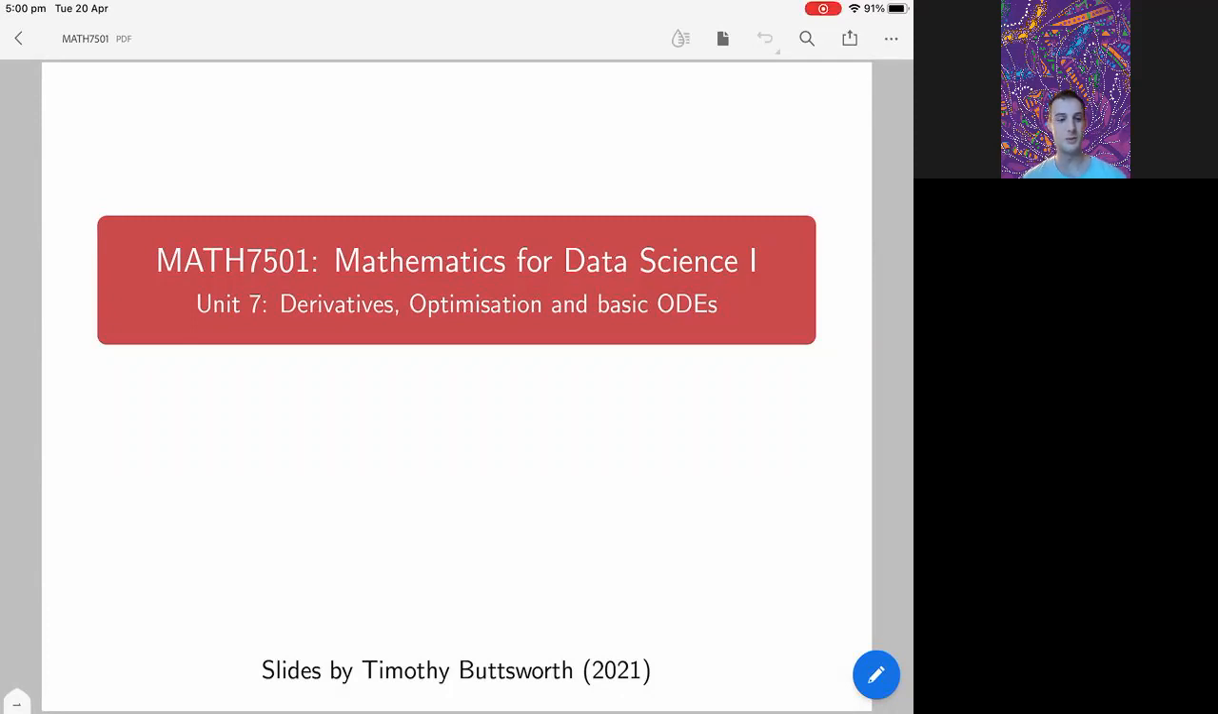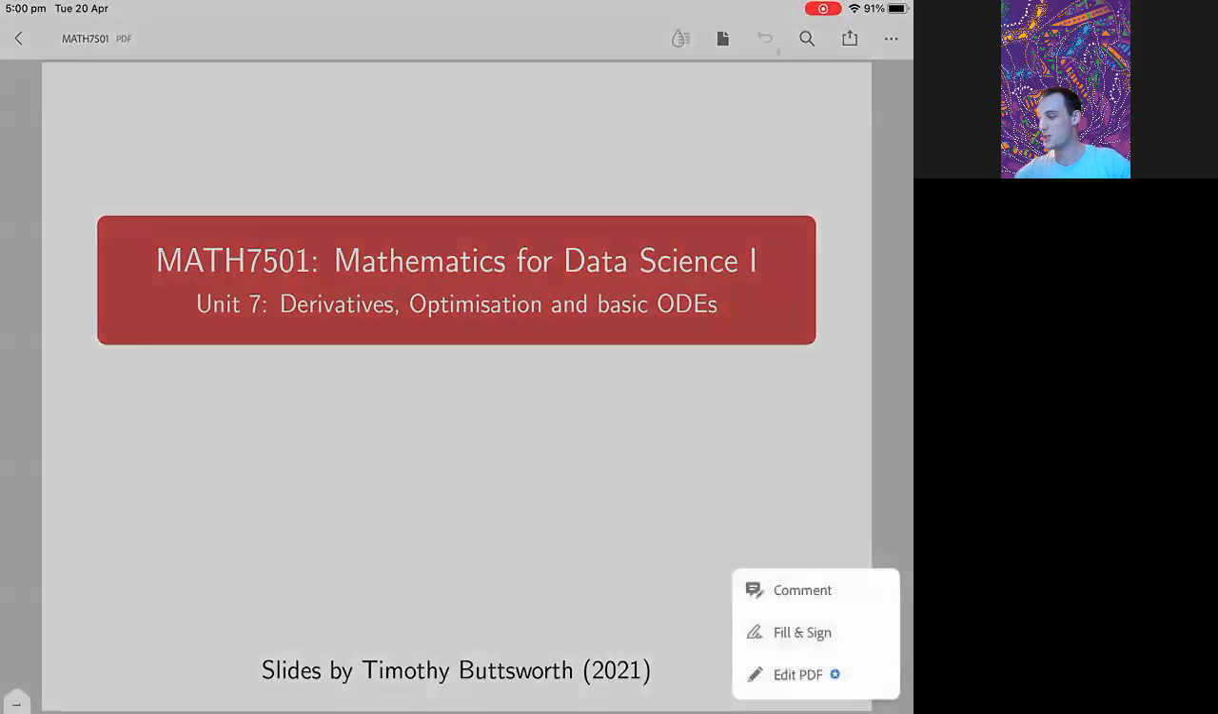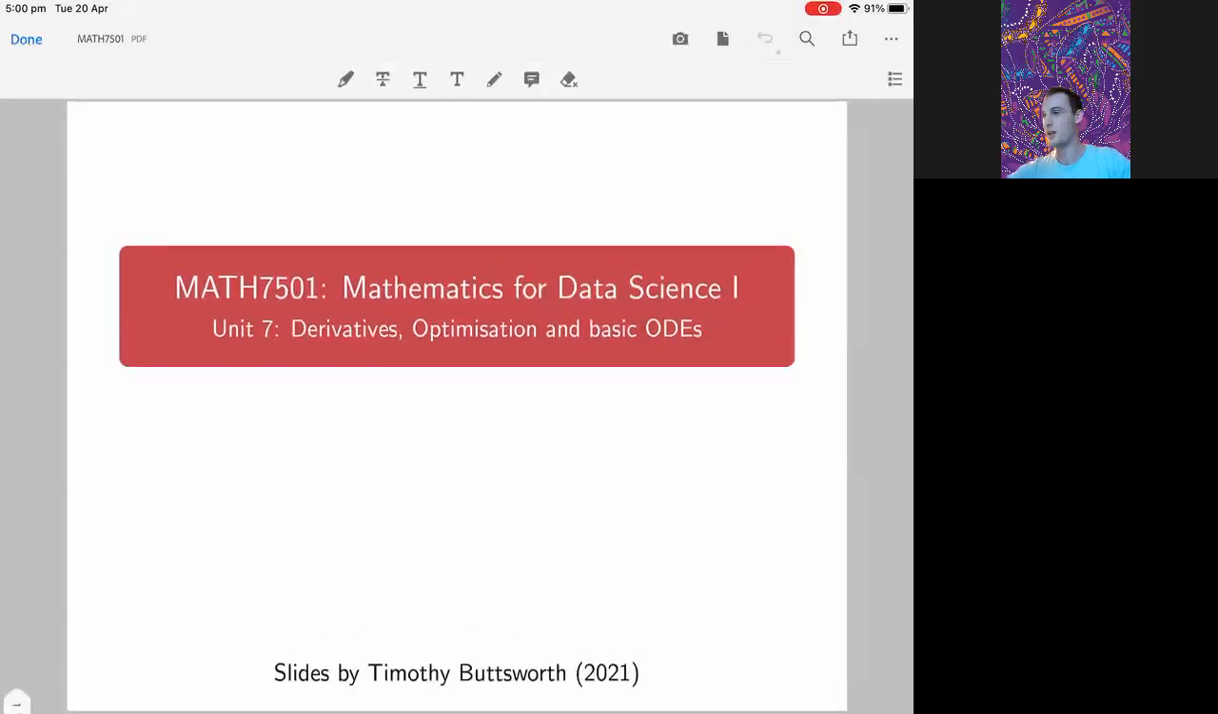Local time, we'll make a start on the lectures this evening. This evening, we're going to start, probably not finish, though. We'll start Unit 7. The topics in Unit 7 are derivatives, optimization, and basic ODEs. Some of you may have encountered these topics under another umbrella of a topic, and that topic is differential calculus.